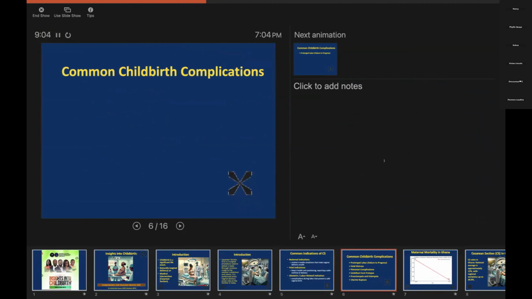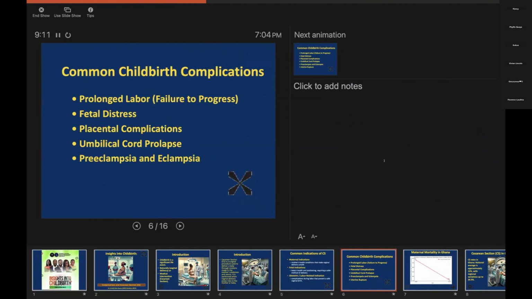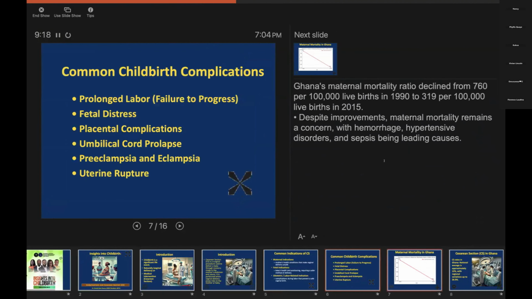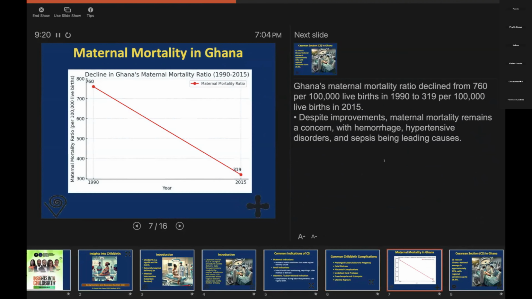So we have some complications of childbirth for which we will need the cesarean section. I've just itemized them. This is just a few of them. And my brother, I know, will be talking about maternal mortality.